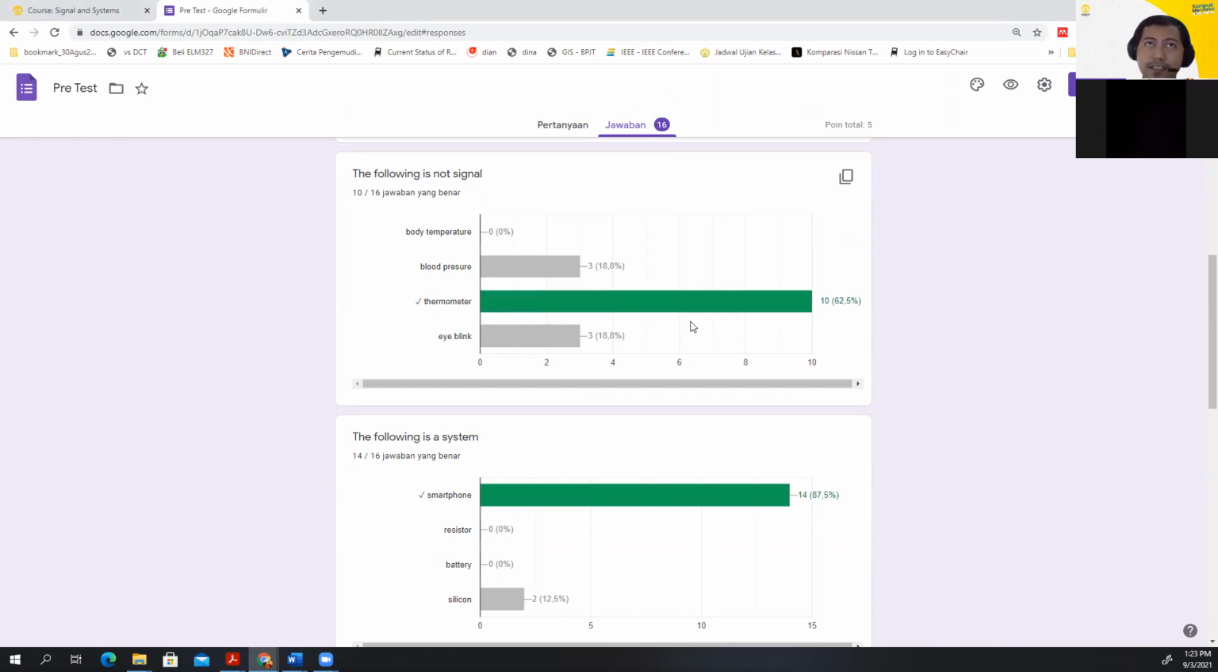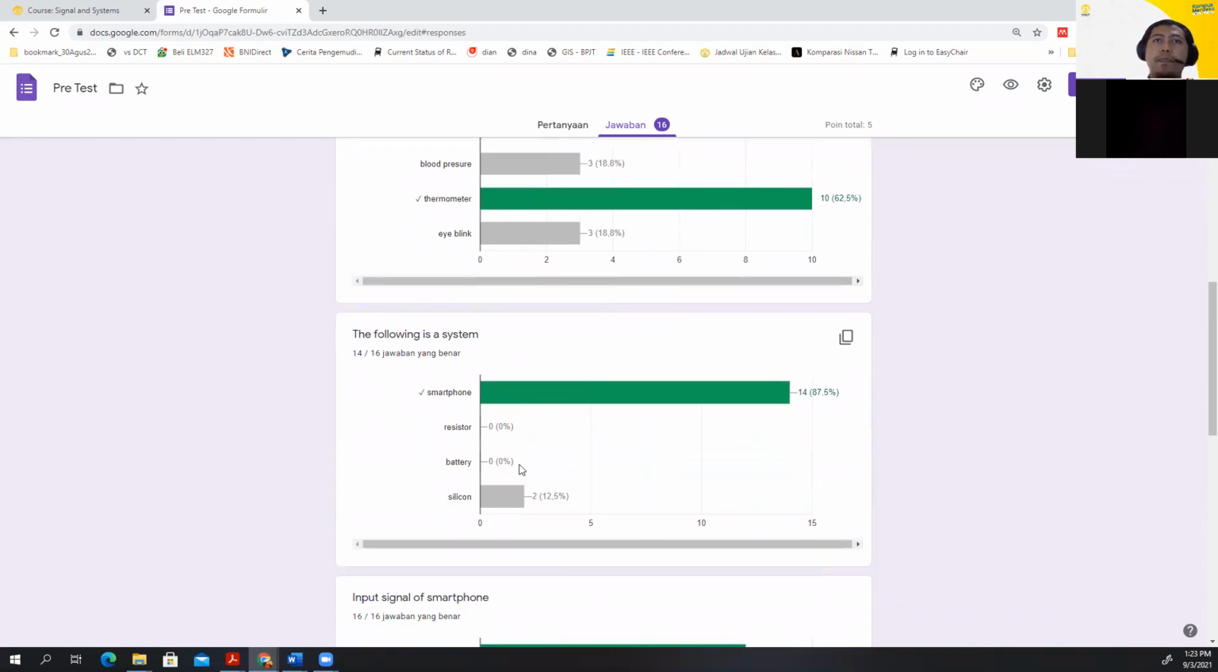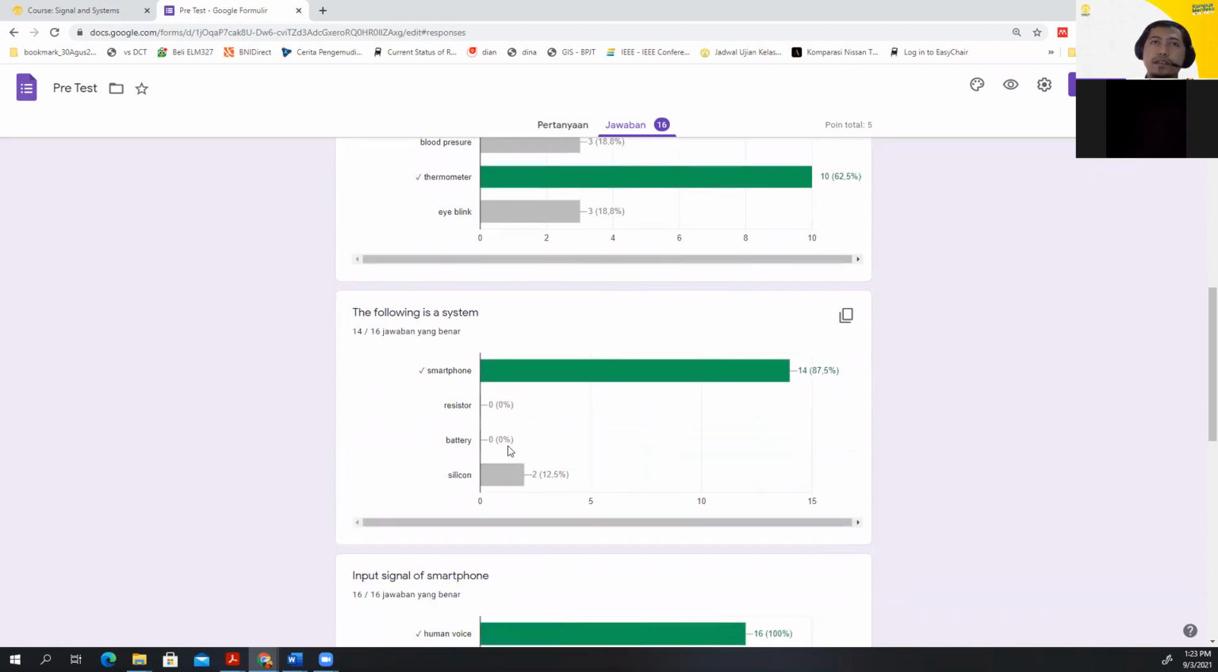Thermometer is a device. Body temperature is signal. Okay, later I will explain. The following is a system. The correct answer is smartphone.